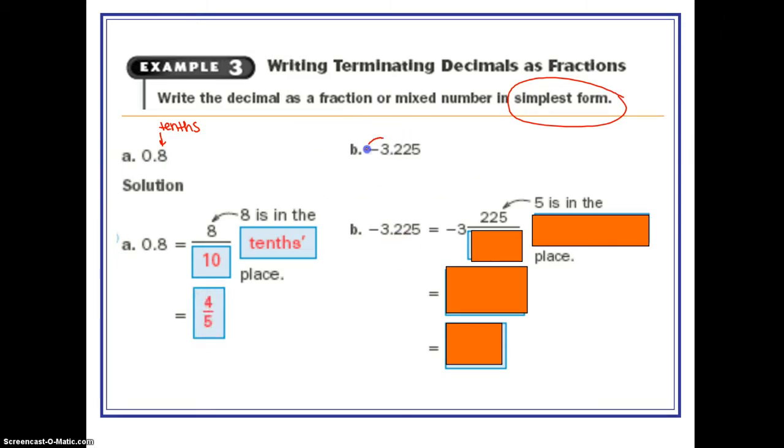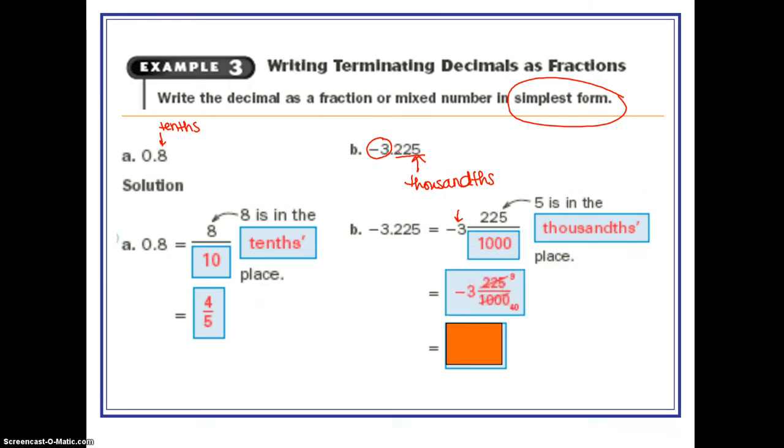For part B, this is a whole number. Before the decimal point is a whole number. So we bring out the whole number, -3. 225 is in the numerator, and what's the place value of the very last number? Tenths, hundredths, thousandths. This is the thousandths place, and that actually goes in that box. So we put it over 1,000. You do have to simplify. So you get negative 3 9/40ths.